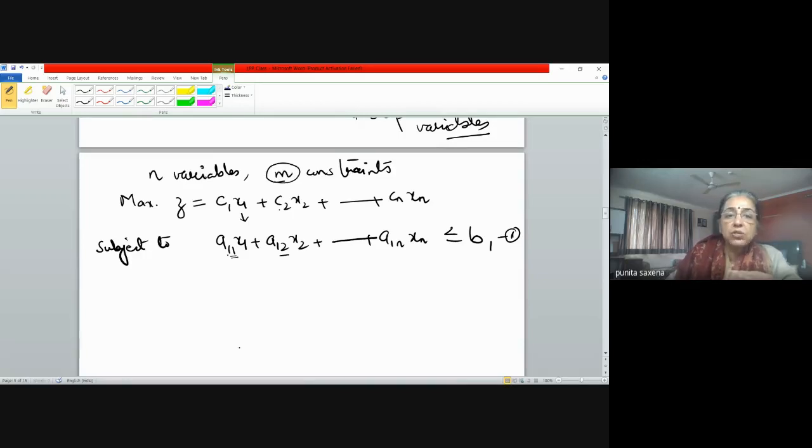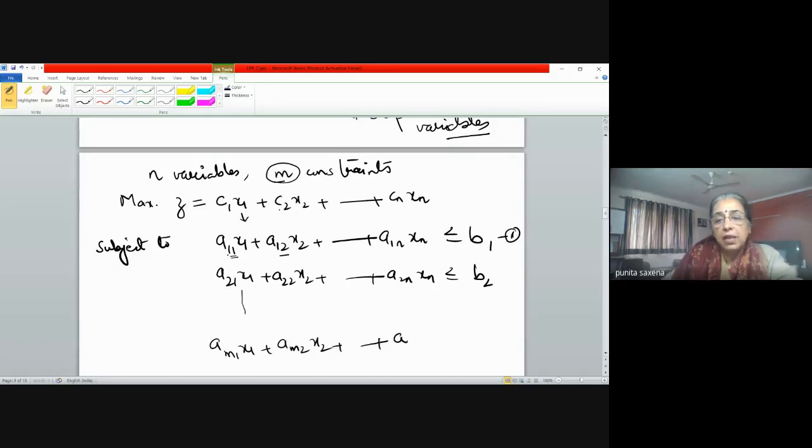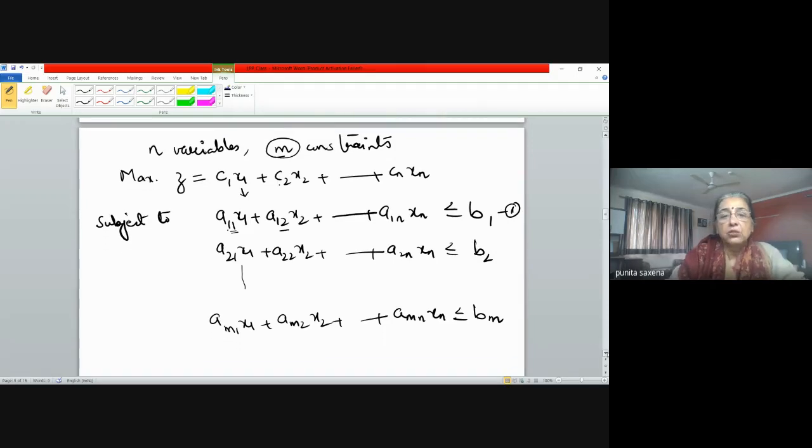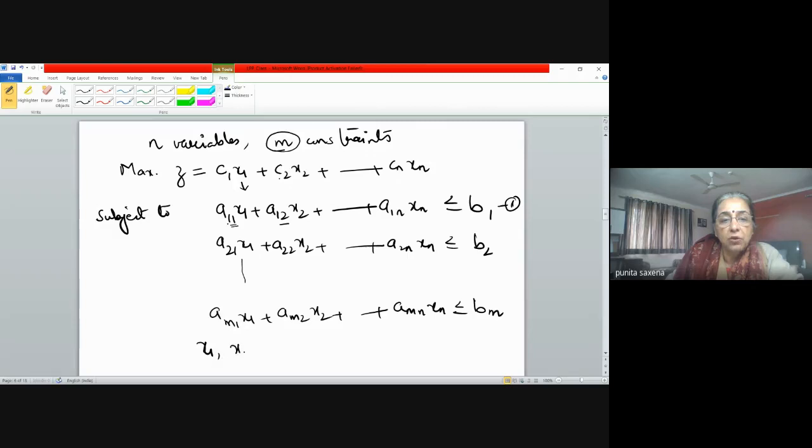Similarly, how many resources or how many constraints do you have? m. So how many such equations will I have? m in number. Second will be a21x1 plus a22x2 and so on, a2nxn less than or equal to b2. Now, what is this b1? The availability of the first resource. What is this b2? Availability of the second resource. And so on. The last will be am1x1 plus am2x2 plus amnxn less than or equal to bm, the mth constraint. So these are the constraints that I'm going to get, and my non-negativity restrictions that x1, x2, xn are more than or equal to 0. This is how a typical linear programming problem will look like when you have the objective function as maximization. For the time being, I'm considering all my constraints to be less than or equal to types.